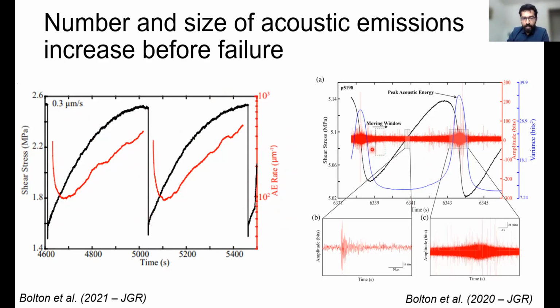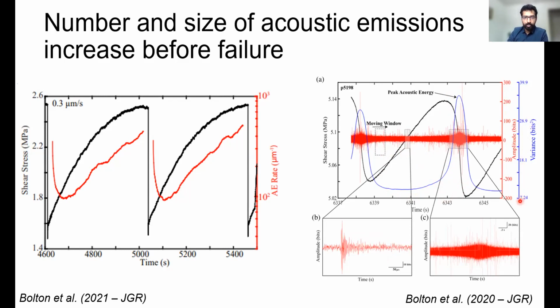If you look at the actual AE wave train itself, which is what this plot is showing here, so shear stress in black, and this is the variance of the acoustic signal, but we'll get to that in a second. This is just the raw AE data during our experiment. You can see that there are fewer events earlier in the cycle and more larger events later in the cycle before the eventual failure.